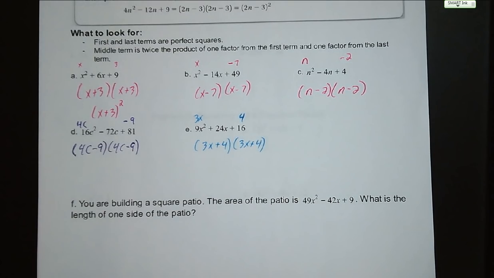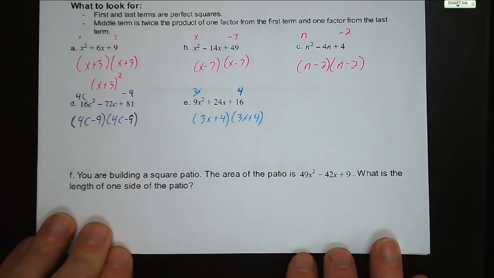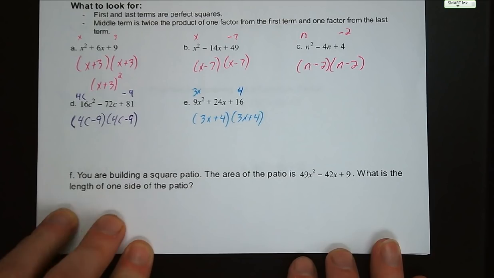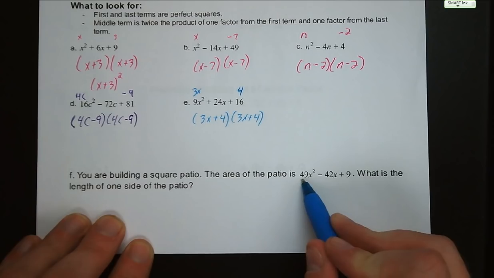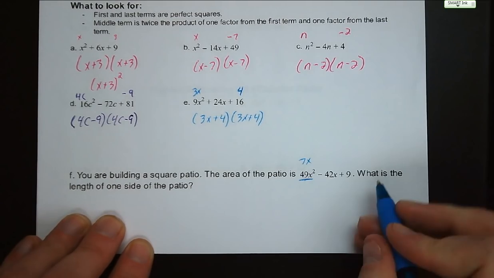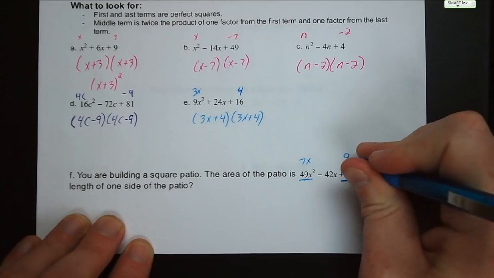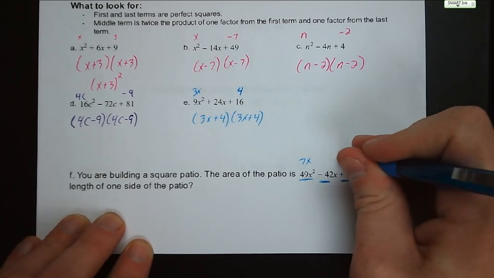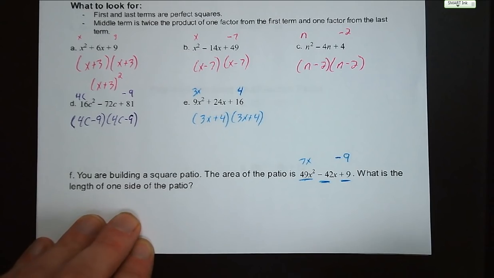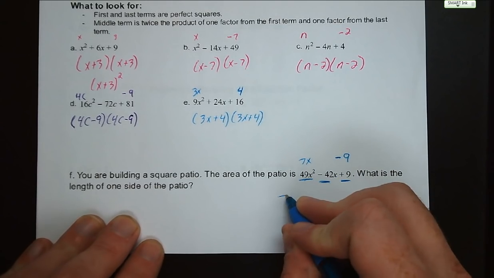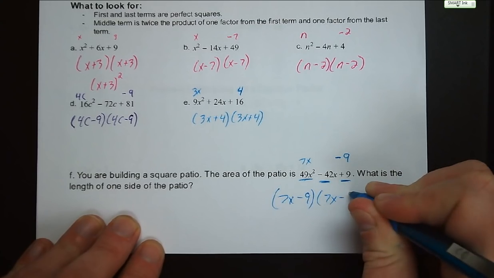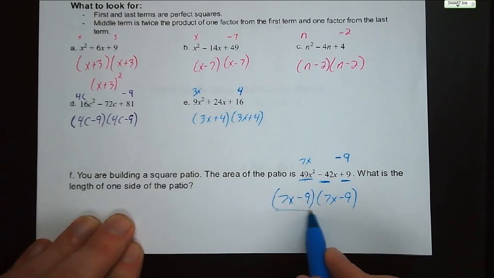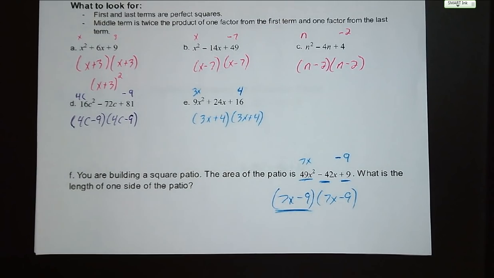So next up we have, you are building a square patio. The area of the patio is 49x squared minus 42x plus 9. What is the length of one side of the patio? So we have a perfect square there. That would be 7x. Perfect square there, 9. This is negative, so that has to be negative 3. So our terms are 7x minus 3. The side length of one side of the patio, since it's a square, is just, sorry, did I just do that?